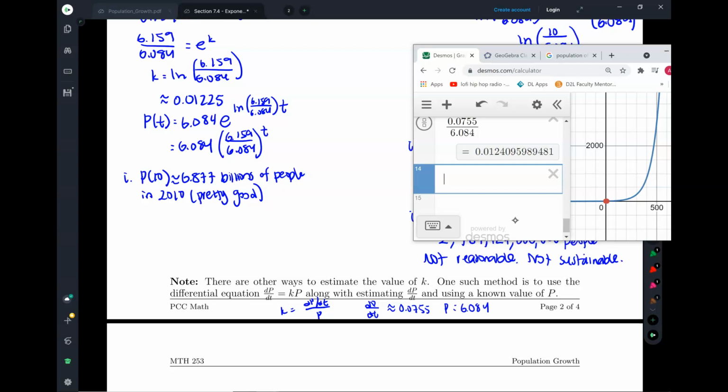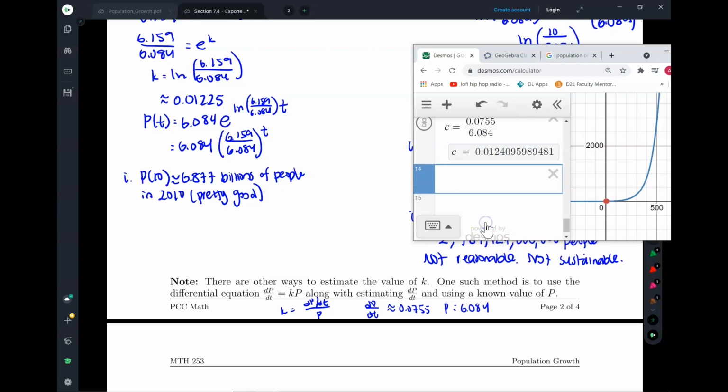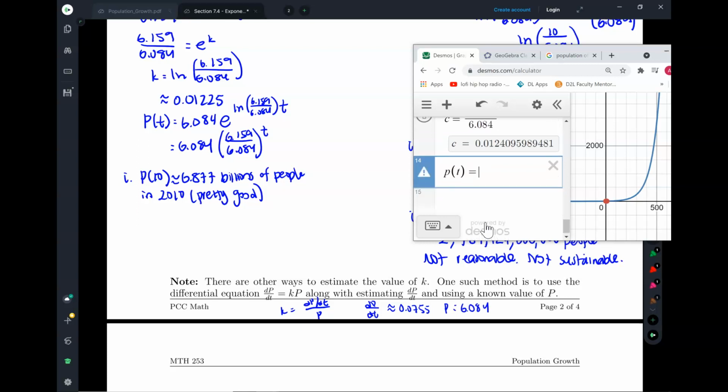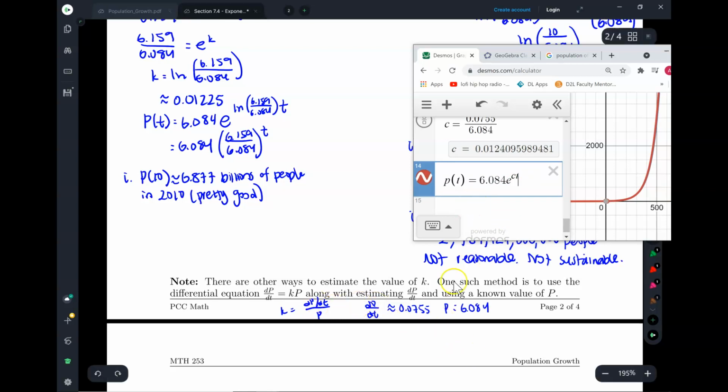Now, who's to say whether that's more accurate or less accurate? I suppose we could use this to see whether it is more accurate for the model, like in the year 2010. Let's just play around with that for one moment here. So if I do P of T, I'll do a lowercase p, how about that? Equals 6.084 e to the, I called that lowercase c. So this is like the other model if we were to find the K value using this technique.